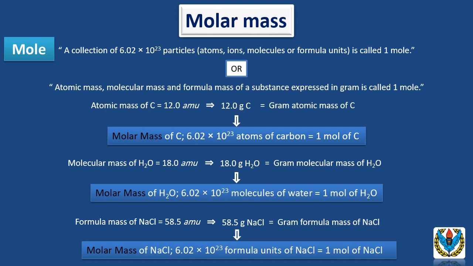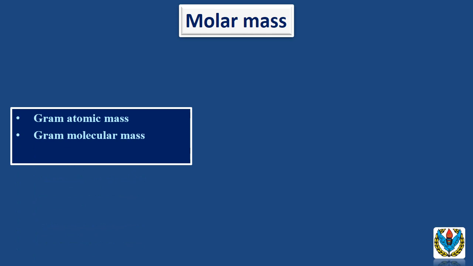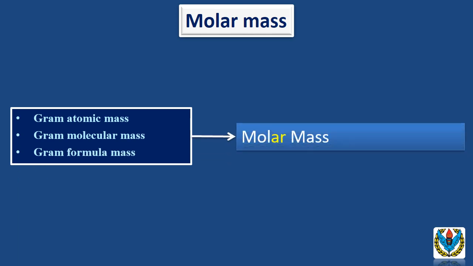Note that the molar mass of each substance has equal number of particles, that is 6.02 into 10 raised to the power 23, or 1 mole of particles. In short, we can say that gram atomic mass, gram molecular mass and gram formula mass is called molar mass. In the word molar, AR means of 1 or of A. So molar mass means mass of 1 mole.